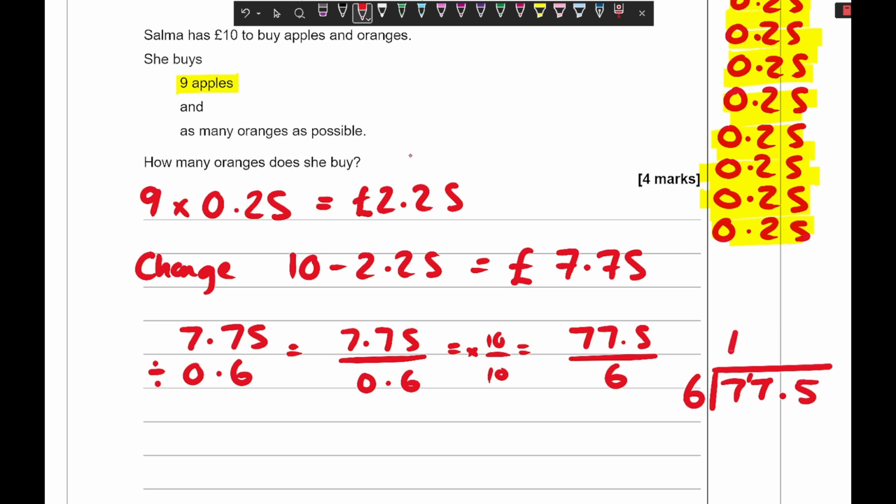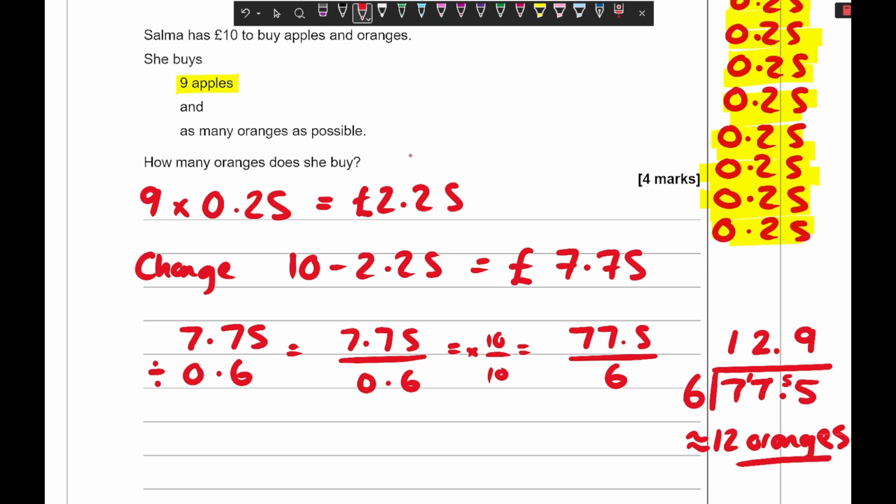How many 6s go into 17? That would be 2, remainder 5. And how many 6s go into 56? That's going to be 9. So you're looking at around 12 oranges.